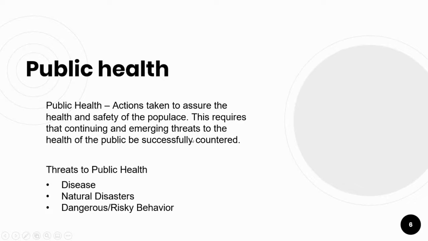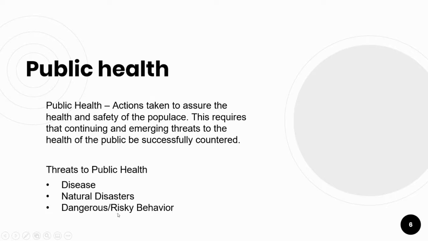All right, first, let's get into public health for just a second. Public health are basically actions that are taken to assure the health and safety of a population. It requires countering emerging and continuing threats to public health. Things that are considered threats to public health generally are things like disease spread. We all understand the COVID-19 pandemic we're living through right now. Natural disasters, right? Public health emergencies are frequently called in response to things like hurricanes. Hurricane Katrina is an example of that.